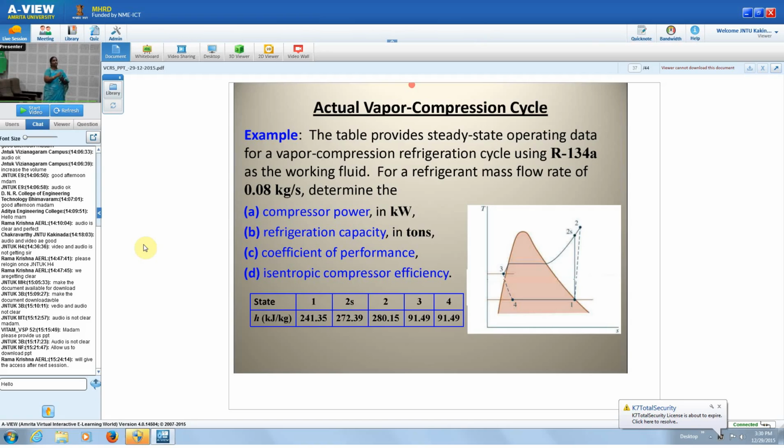Then the coefficient of performance. That is the refrigerating effect by the work input. Then the isentropic efficiency of the compressor. Isentropic efficiency is the isentropic work, H2s minus H1, by the actual work required, H2 minus H1. So that will give all these. So note down the answers also.